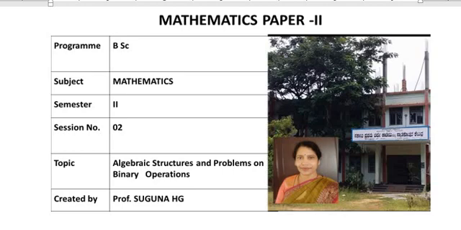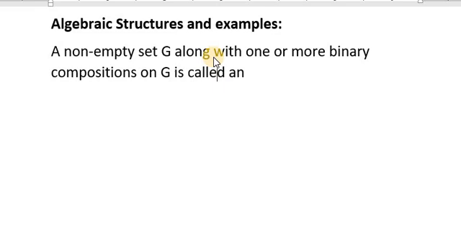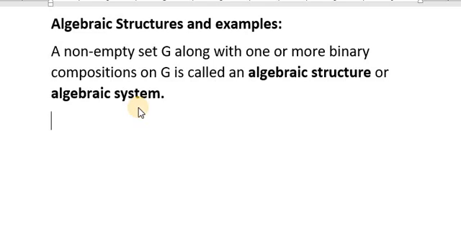In this video, I am presenting you the algebraic structures and problems on binary operations. Algebraic structures and examples for algebraic structures. A non-empty set G along with one or more binary compositions on G is called an algebraic structure or algebraic system. That means a non-empty set G along with one or more binary compositions is called an algebraic structure.